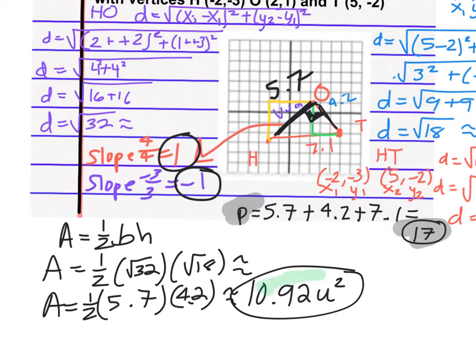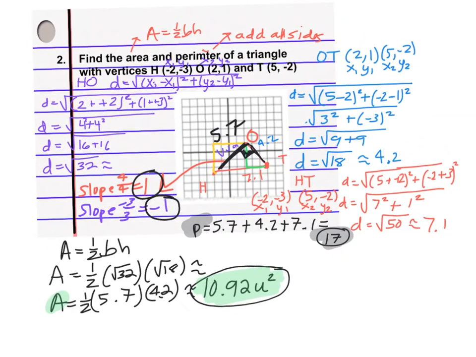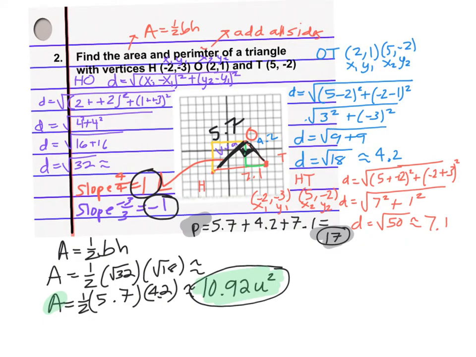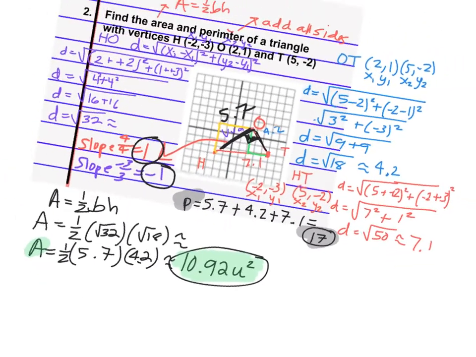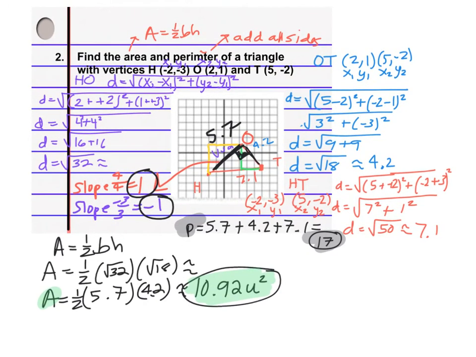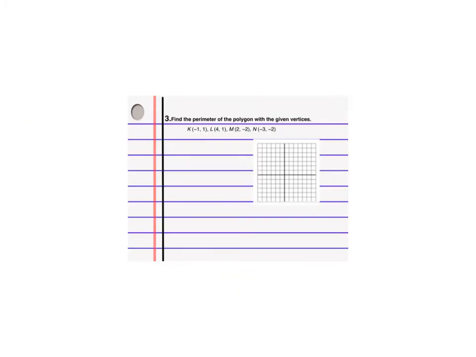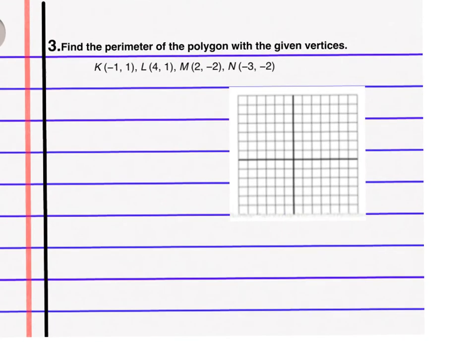Whew, a lot of work. But just keep in mind, there's only a triangle. Could get worse. All right, so pause the video if you need to. We did the distance formula to find the length of each side. We added all 3 sides up to find the perimeter. For the area, we plugged in the base and the height into 1/2 base times height. All right, let's try another one.